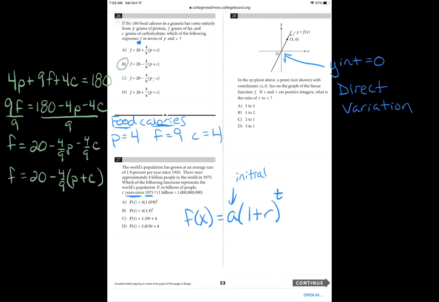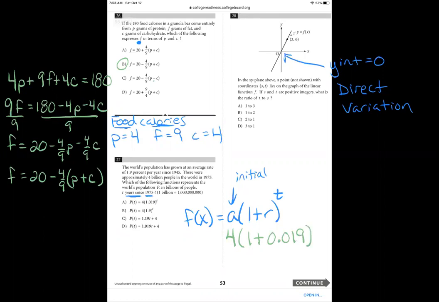All right, so the exponential growth for population for 27, we have our population in 1975 was 4 billion, 4 billion plus, or 1 plus rather, the rate is 1.9%. Be very careful here. 1.9% as a decimal would be 0.019, right? Move the decimal 2 places to the left.